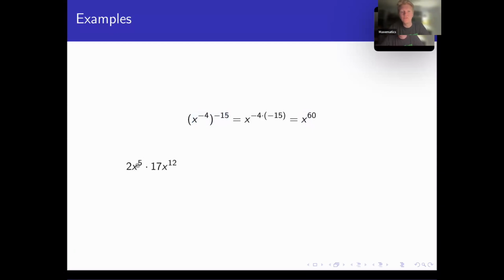Okay. 2x to the 5th times 17x to the 12th. Kind of like we were pairing things off earlier, what we're also going to do is pair off coefficients and pair off variables. So notice we have 2 times 17 and x to the 5th times x to the 12th. So let's group our constants together. We'll group our x's together. 2 times 17 is 34. X to the 5th times x to the 12th, that is x to the 5 plus 12, which is x to the 17. So just because we add numbers in the beginning doesn't change anything.